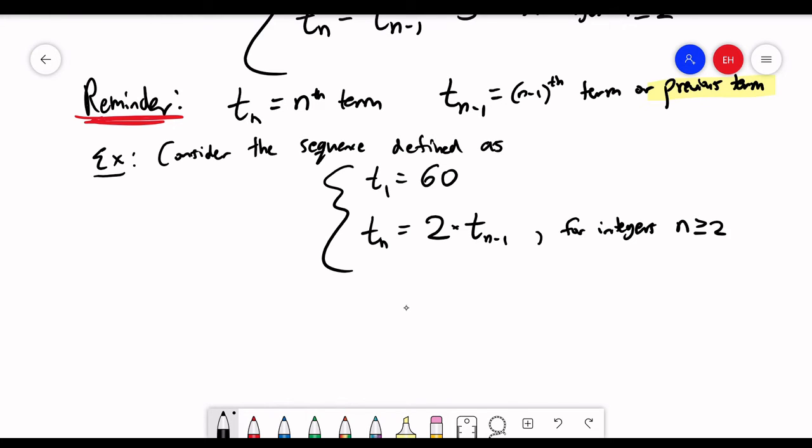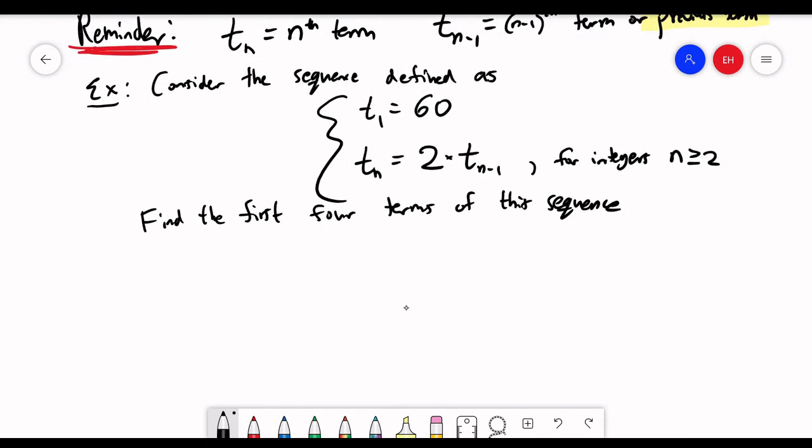Okay, the question is: find the first 4 terms of this sequence. So the first term is easy. We just read it off of T1. So T1 is 60. The first term is always given in the recursive formula.